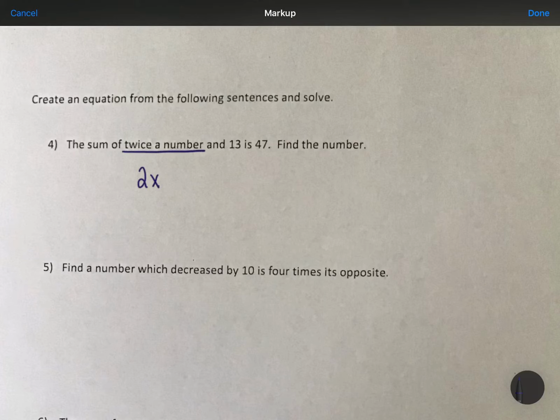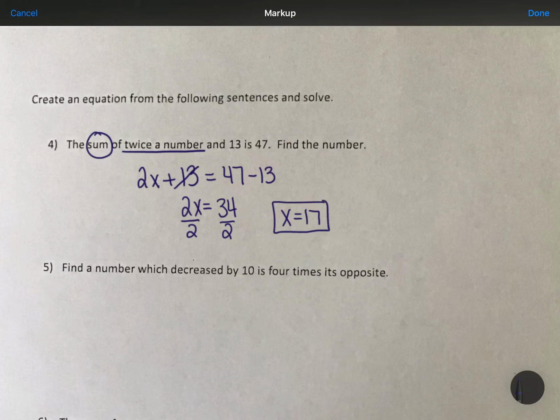We can call it 2x. Twice means to multiply. We're going to use x as my number. And 13. So we're going to add those two quantities together because it says the sum is, we know is equals, and then 47. So now we are ready to solve the equation. We need to move the 13 over, so we're going to subtract the 13. 2x equals 47 minus 13 is 34. Divide by 2. And the number we're looking for is 17.